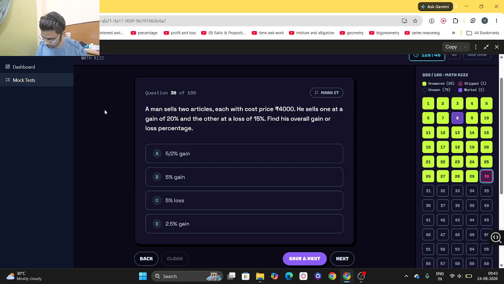SP1 is 4800 and the other is 85 by 100 into 4000, which is 3400. Total CP 8000. Total SP 8200. 200 profit. 200 upon 8000 into 100, which is 2.5%.